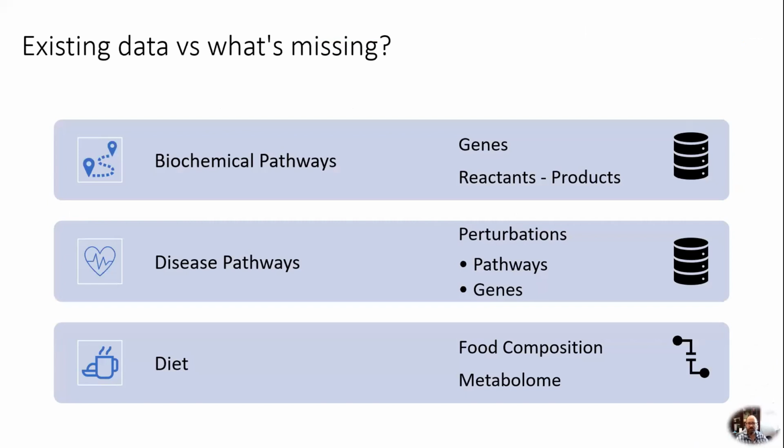Now, there is significant existing data available in online databases, particularly if we consider reactants and products in biochemical pathways or the genes involved in biochemical pathways. Also, there are databases which provide data on disease perturbations and the pathway and genes involved. And although we have significant food composition databases, there is still a significant disconnect between what's in food and what's in the human metabolome.